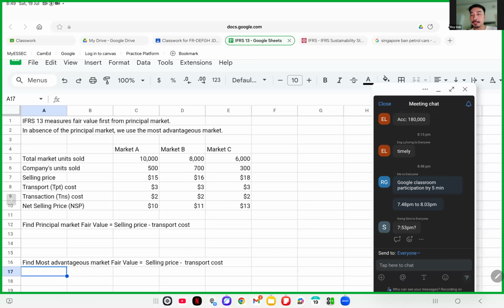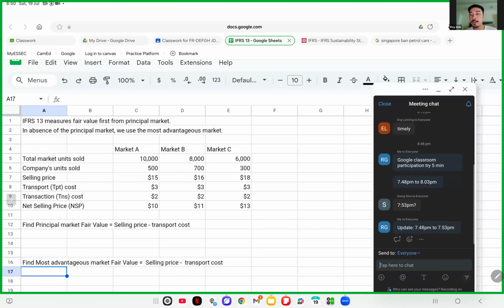Oh yeah, it should be 5 minutes, should be 53. I added wrongly. So let me edit this. Can I edit this? Let me see. I think I cannot edit. So sorry about that. The update will be 7.48 to 7.53. Yep. Thank you.